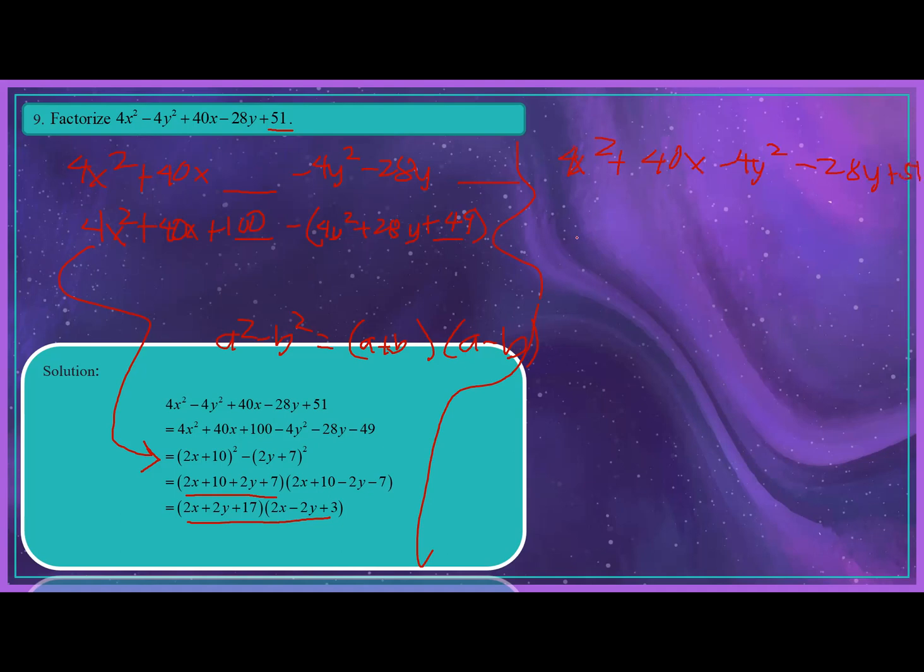So basically, the quadratic formula is negative b plus or minus the square root of b squared minus 4ac over 2a. From this equation, you have a equals 4, b equals 40, and your c is negative 4y squared minus 28y plus 51. Substitute everything there and solve for x, and you'll see that you get the same answer.